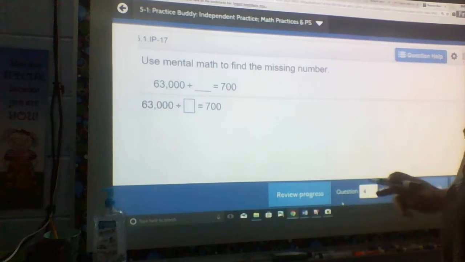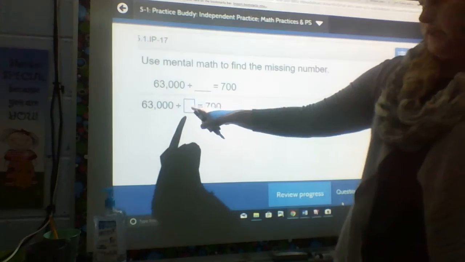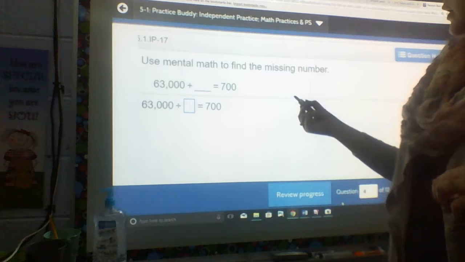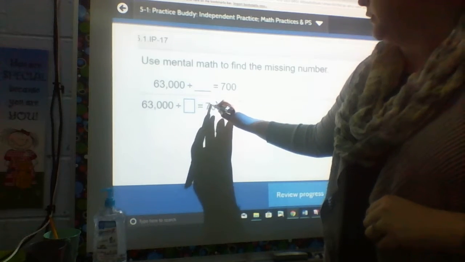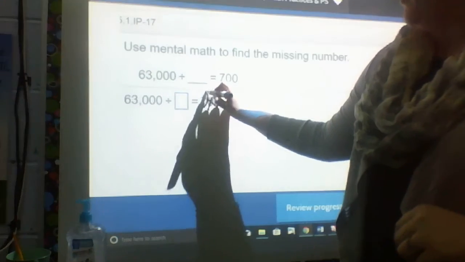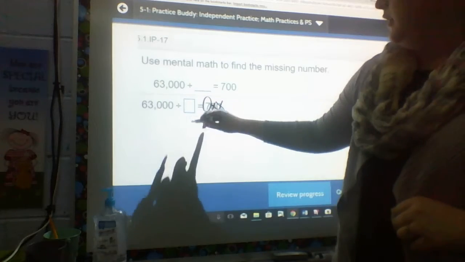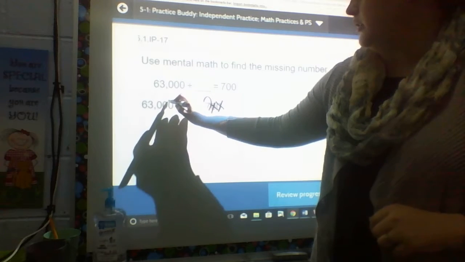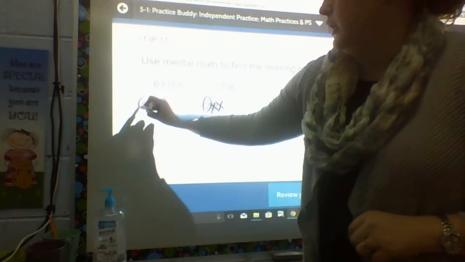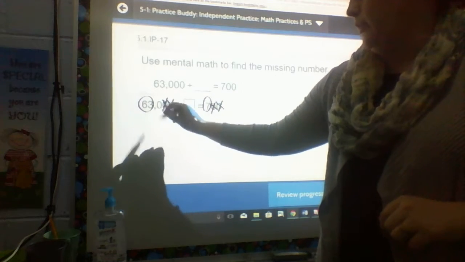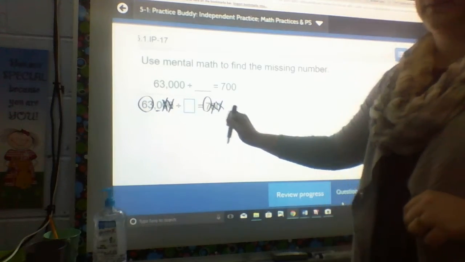Okay, my next problem is a little bit different again. This time my blank is in the middle of the problem. So again, I'm just going to cross out the same amount of zeros on both sides, so this way I only have a 7 left to deal with. If I crossed out 2 over here, I need to cross out 2 over here. Okay, and I'm going to be working with 63, and I need to remember I have this 10 left.